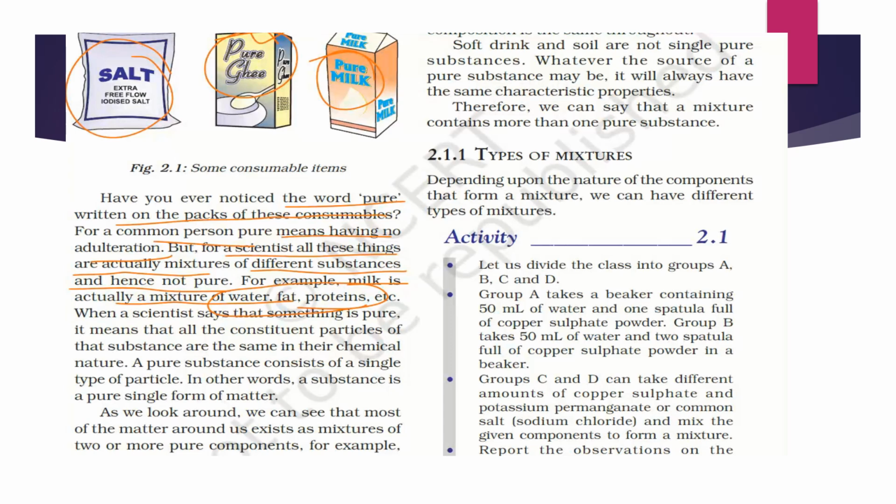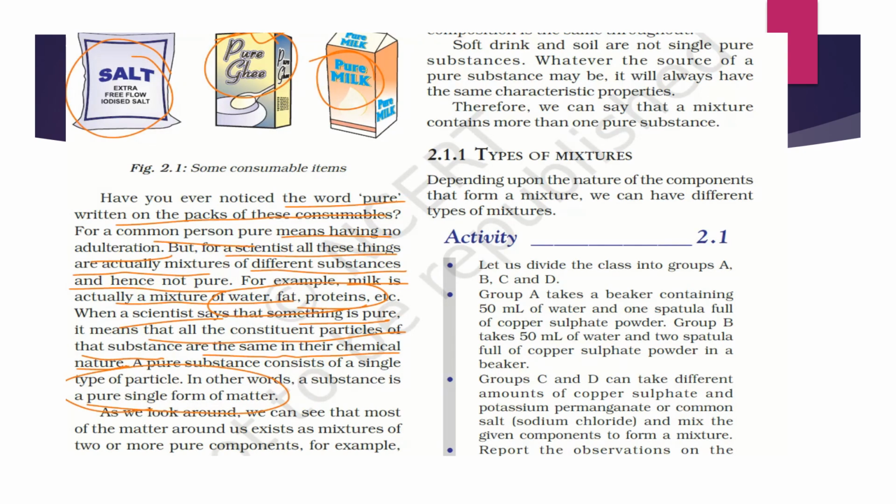It's a mixture, and it is a mixture of what? Water, fat and protein. So when a scientist says that something is pure, it means that all the constituent particles of that substance are the same in their chemical nature. So in milk, it should be only milk, no water, no fat, no proteins. It should not be a combination of substances. A pure substance consists of a single type of particle. Is it clear to you all? For common people, pure means pure cow milk. But for scientists, it is a mixture of three substances. So a pure substance consists of a single type of particle. In other words, a substance is pure in a single form of matter.